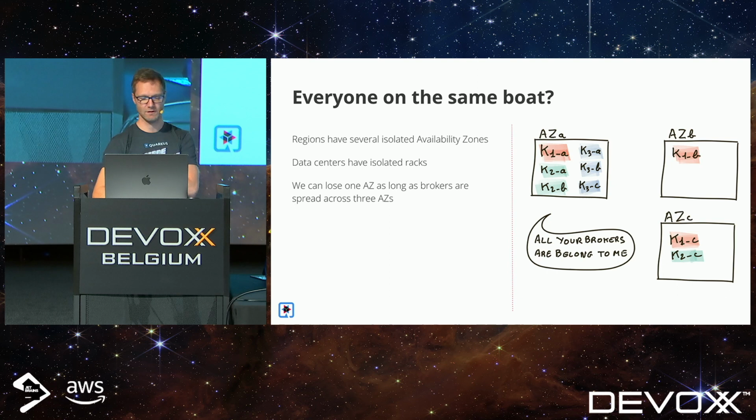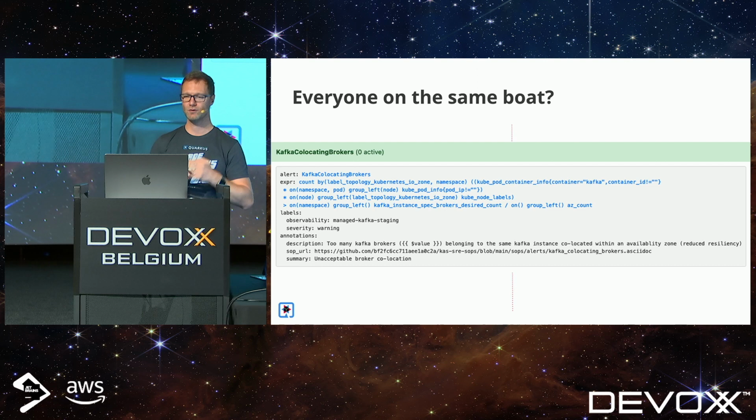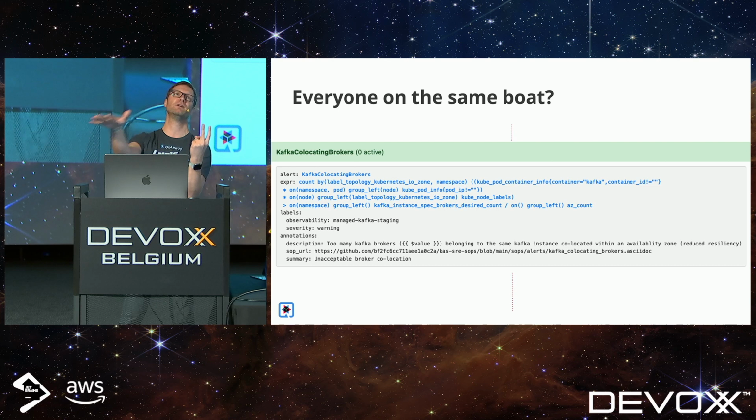To figure that out, essentially, you again have a very complex left join PromQL query that says, okay, for each Kubernetes, let's see where the pods are, and let's see if there is an imbalance between their availability zone and the number of brokers that I do have. You can have more than one broker in one AZ if you have a six broker cluster, for example, so two in each, right? So that's a possible thing.